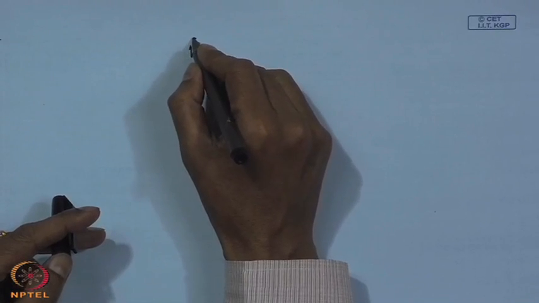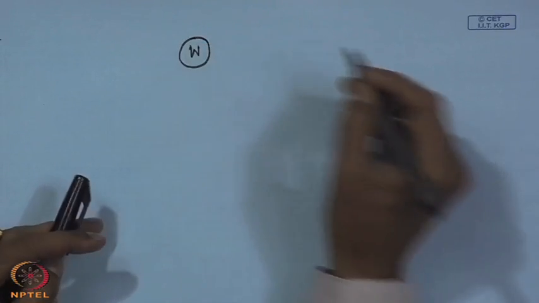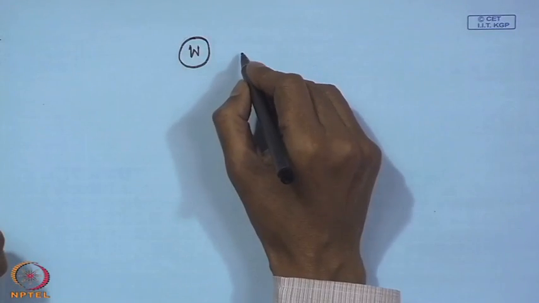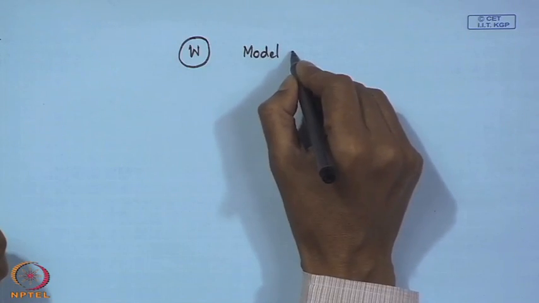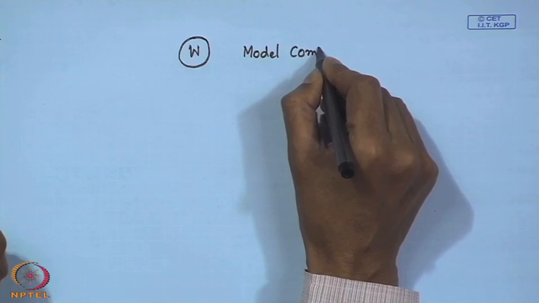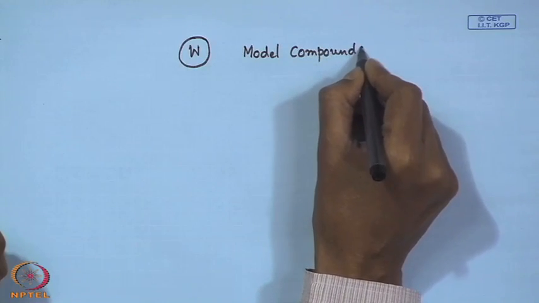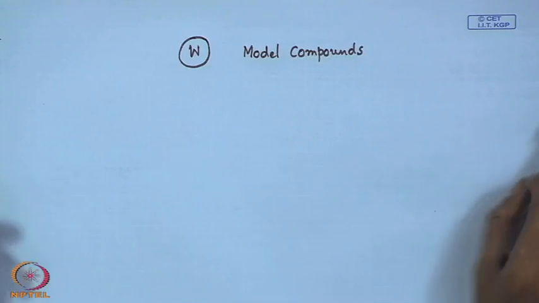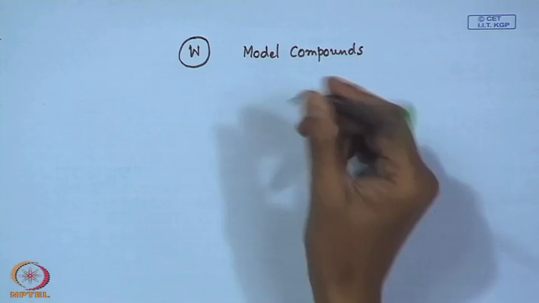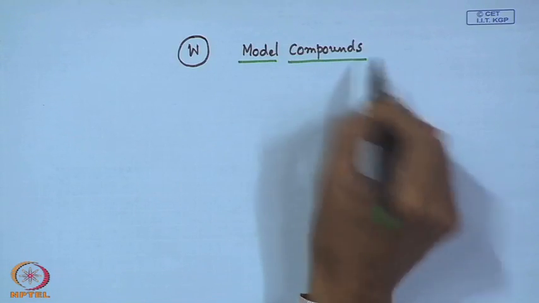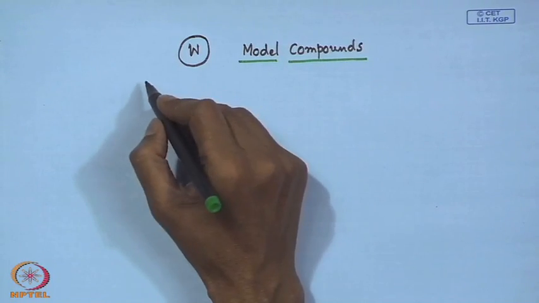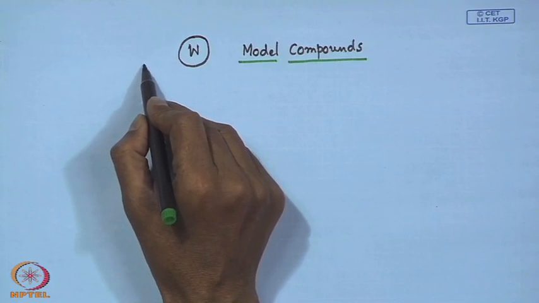So, we'll continue with the tungsten enzymes, because we have started one important thing on tungsten, which is the corresponding model compounds, and how these model compounds can help us in understanding the actual reaction based on the metal center, what is taking place in all these tungsten containing enzymes.